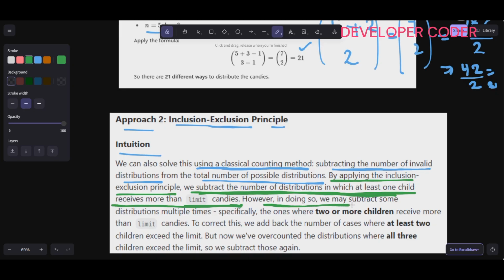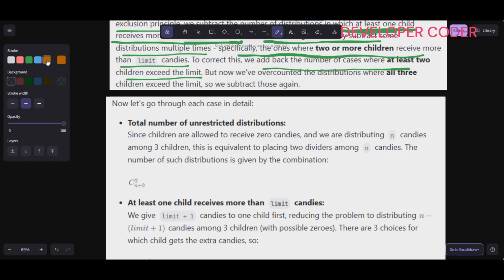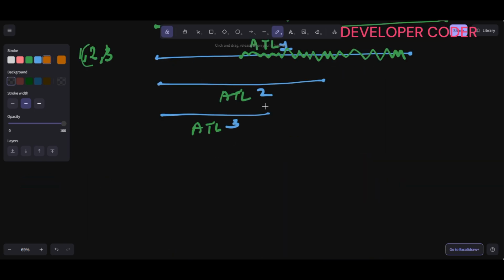However, in doing so, we may subtract some distributions multiple times, specifically the ones where two or more children receive more than the limit candies. To correct this, we add back the number of cases where at least two children exceed the limit. So now I want to recover all this, since I have deleted this again and again.